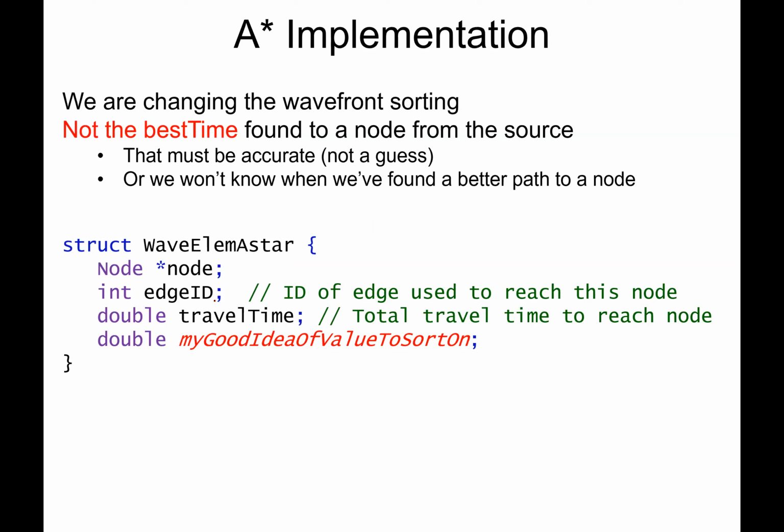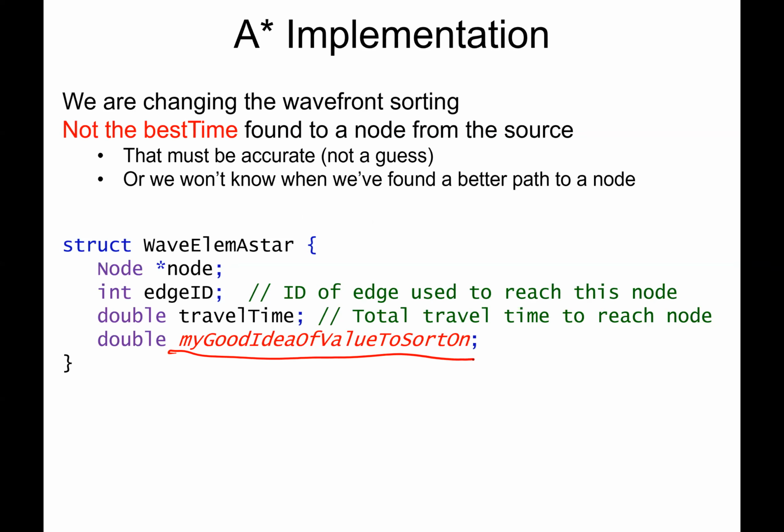We are storing the travel time, essentially the known travel time that we've used to get to this node. That's so we can see if we found a better path to this node than we had before, when we compared this travel time to the best time that was on the node. And we've now added one more data element, which is just something that we're sorting on.